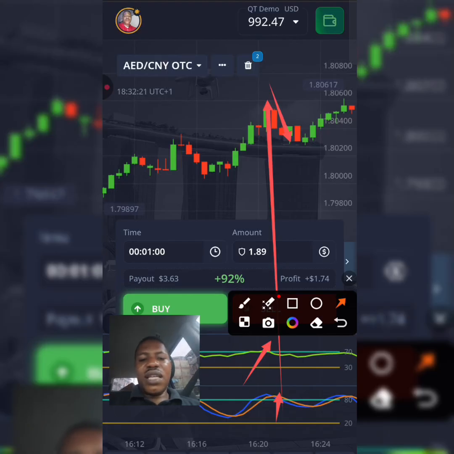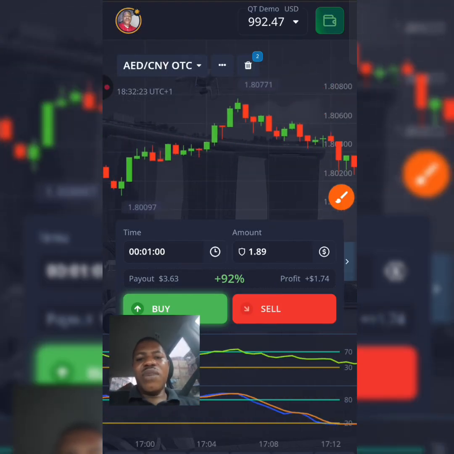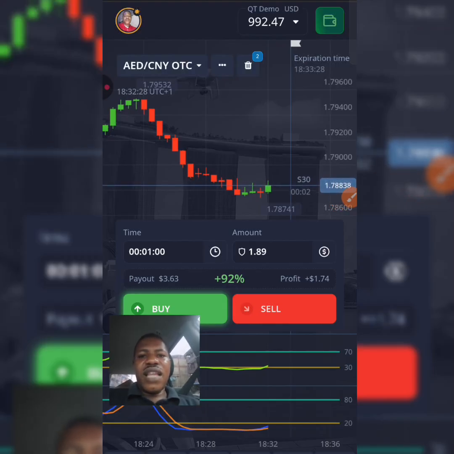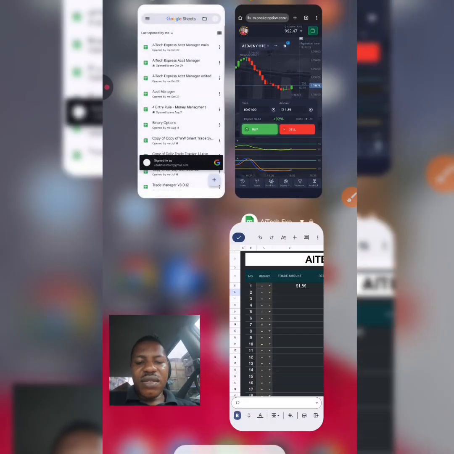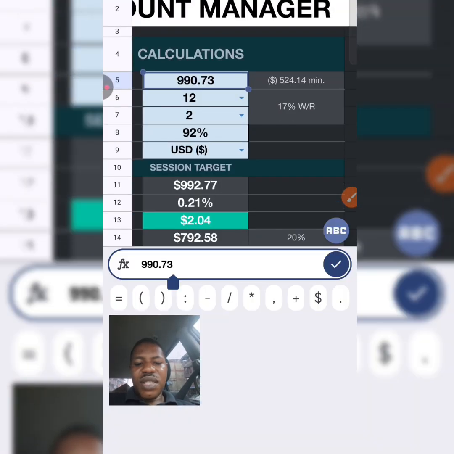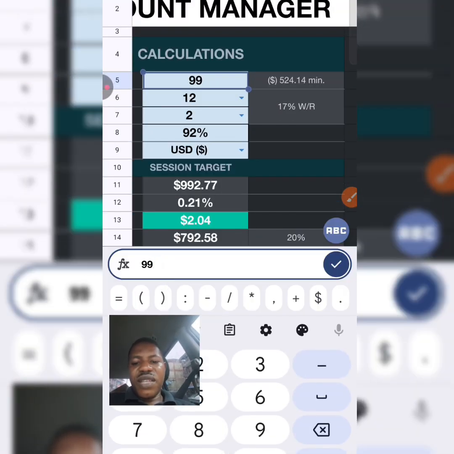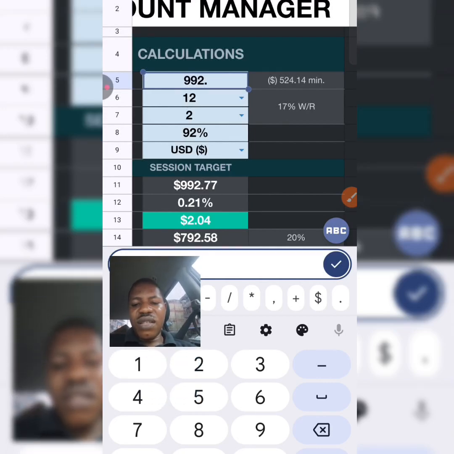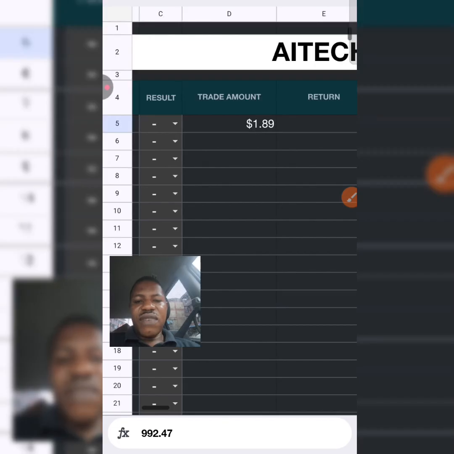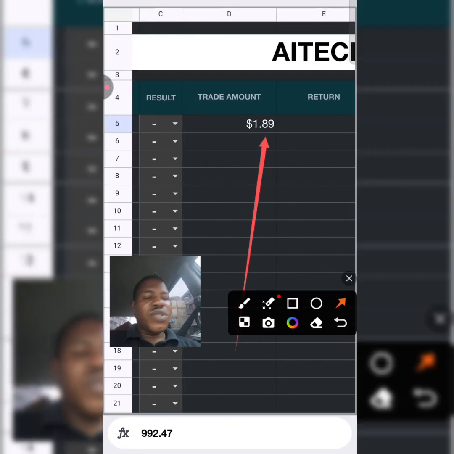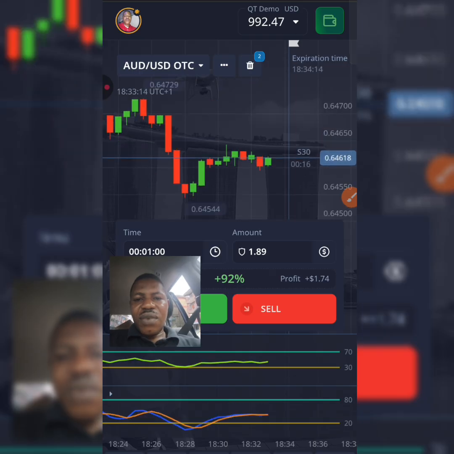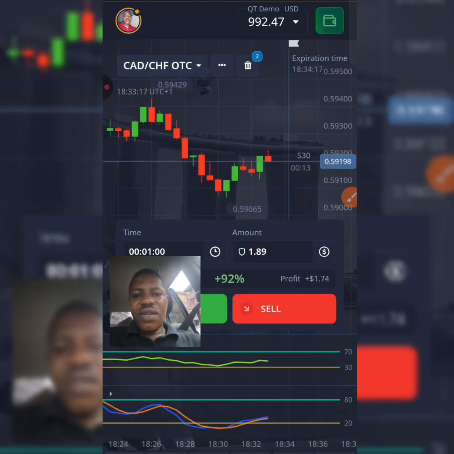I'm not taking trades because I'm actually on my demo account. Okay, maybe I should show you. Now I've won this, so it's 992.47. Let me take it to there. If I win the first trade, I don't usually fight for the next one. 0.47. So I'll just continue by adjusting the value. The next amount I'm using is 1.89. So it's still 1.89. So let's look for a trade.